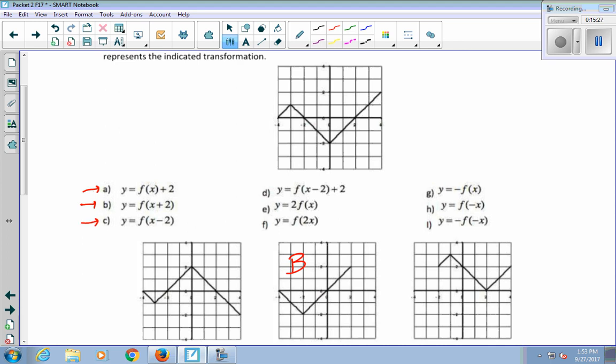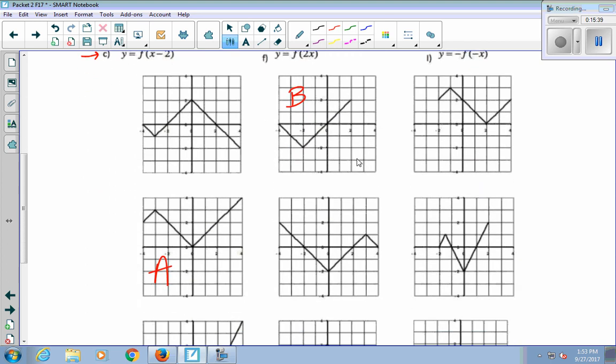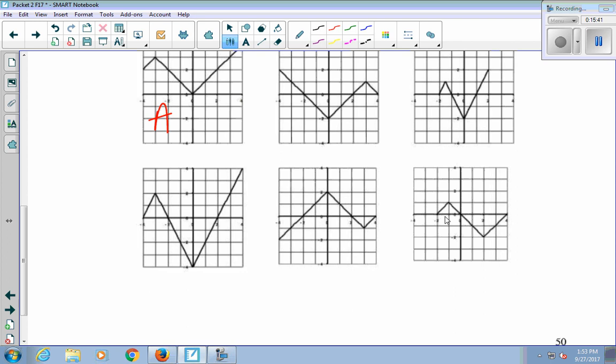And then C, that moves my whole graph right 2. So you're looking for this exact picture, but this lowest point here is going to be over here at 2, -2. So let's see. Lowest point is over here at 2, -2. So that's C.